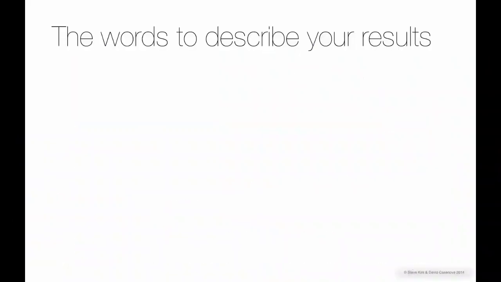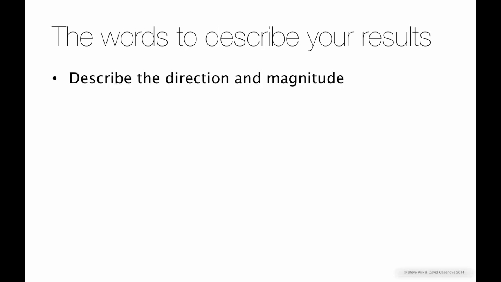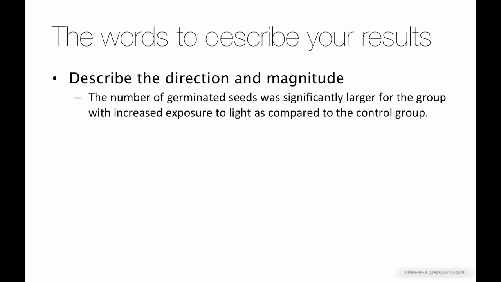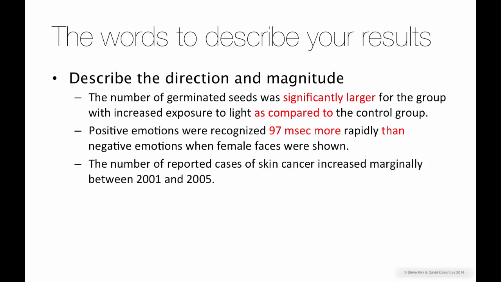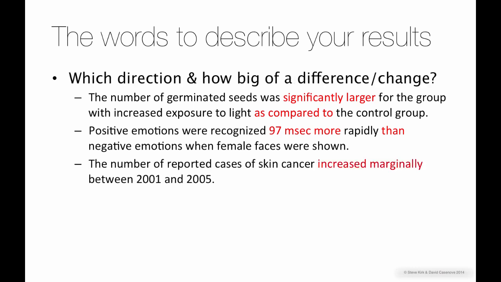In the results section, you have to explain the trends and differences in your data. You'll need to explain both which direction the difference or change is and how big it is. In this example, larger explains the difference and significantly explains how big it is. In this one, 97 milliseconds is the amount and more is the direction of the difference. And in this last one, increased is the direction and marginally means a very small change.